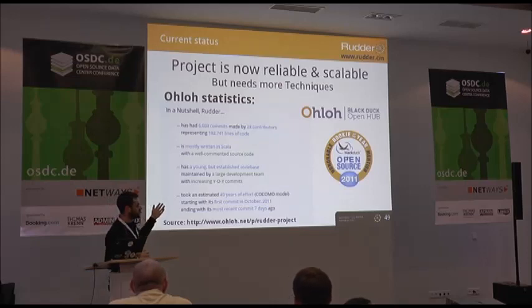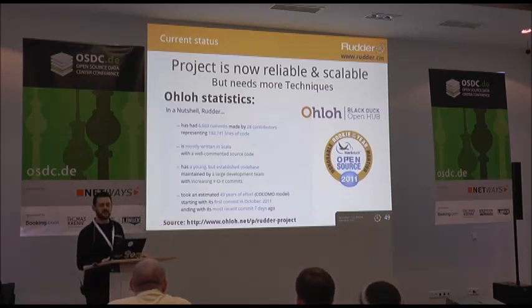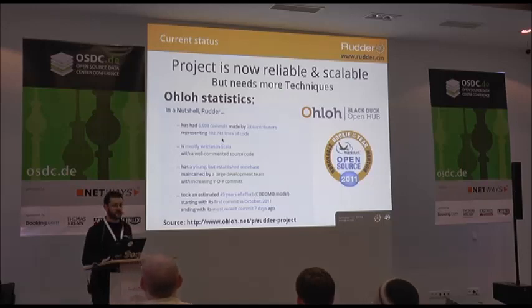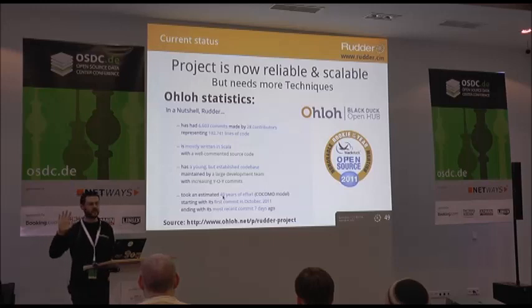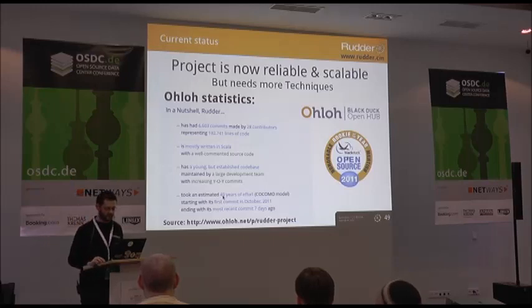And this is what Ohloh has to say about Rudder. If you know of Ohloh, it's a code analysis tool run by Black Duck. So they say that we have 28 different contributors, 192,000 lines of code. I'm quite astonished, but I suspect it counts different branches separately. Well-commented source code, young but established code base, large development team. And apparently, it took us 49 years of effort. It did not. Like I said, it's been 5 years. But anyway, that's what Ohloh has to say.